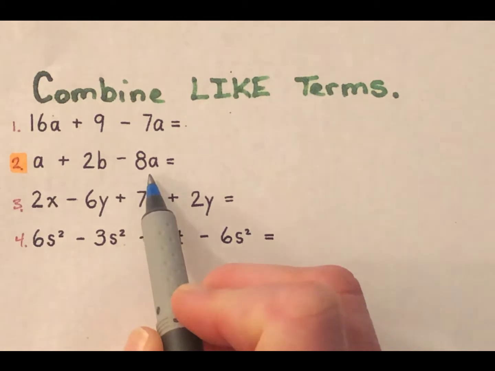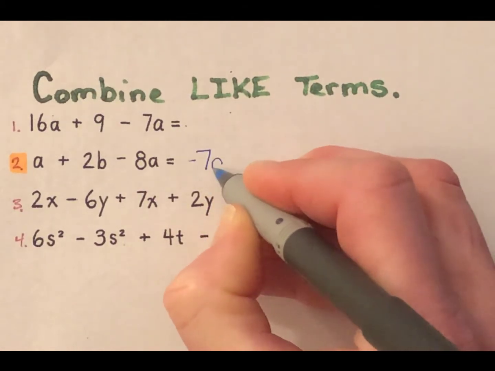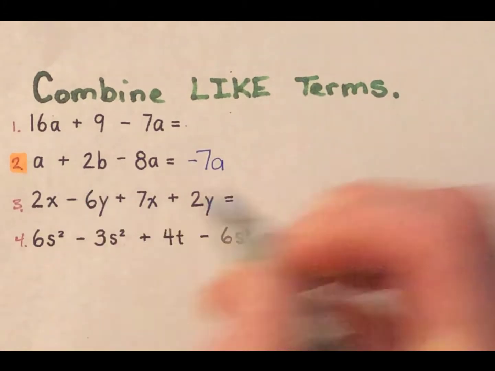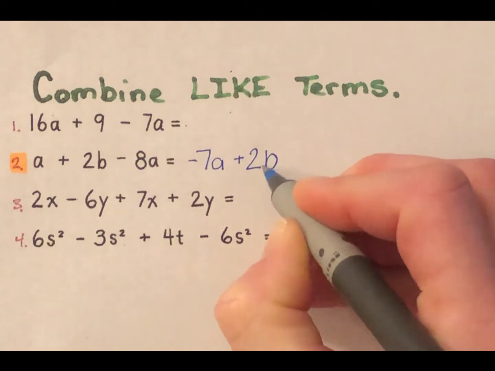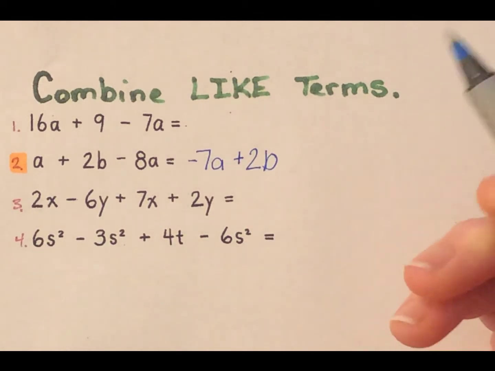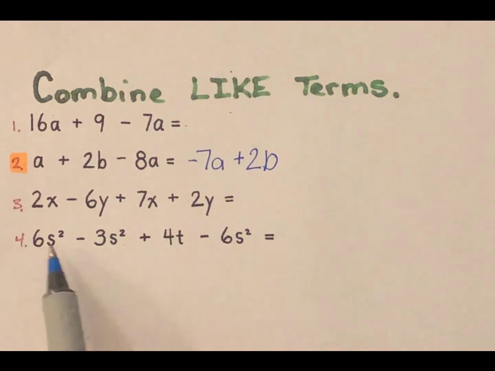A minus 8a is negative 7a plus 2b. Boom, that's it. So you'll do the same with the others. Remember, with x and y, you do x first and then y. You do s squared first and then t.